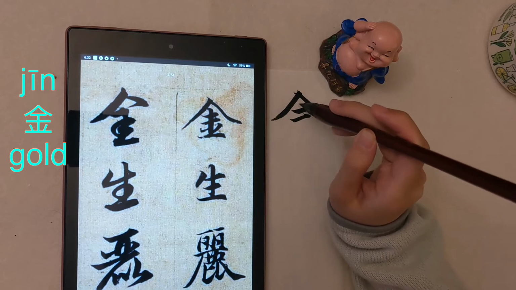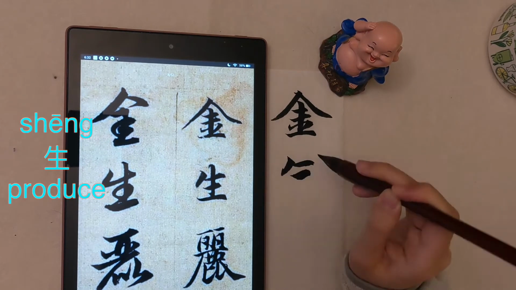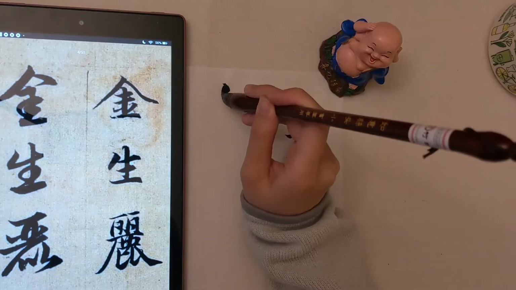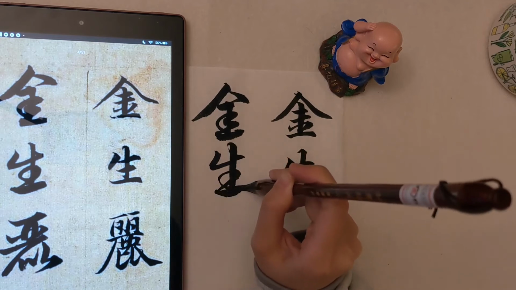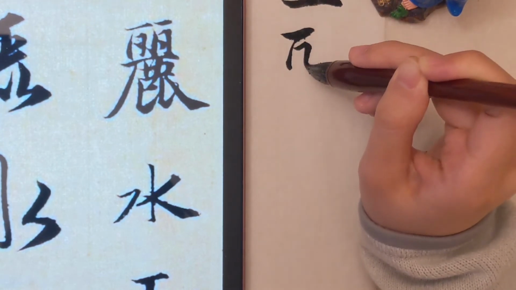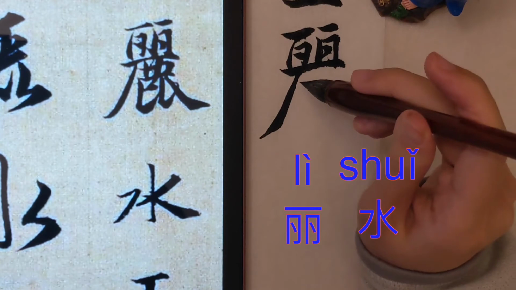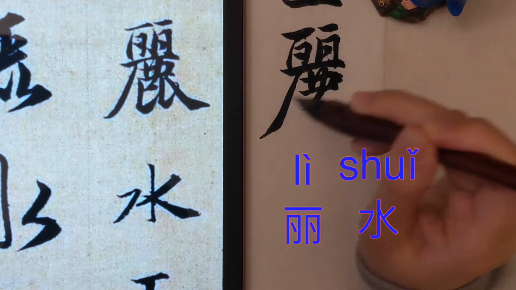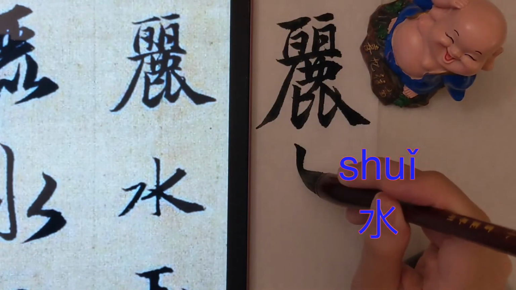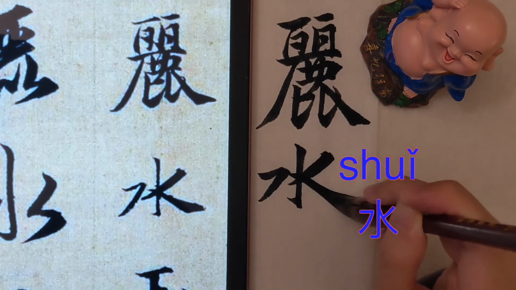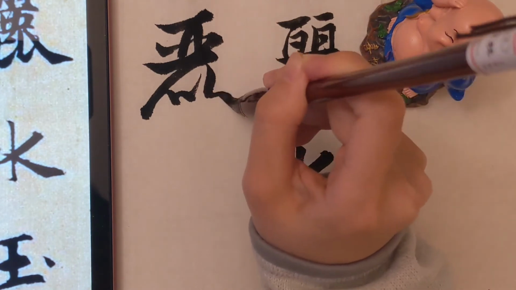金 means gold. 生 means produce. 丽 and the next character 水 together refer to a river, which today people call 丽江, in Yunnan province in China. So altogether, the sentence means the gold is produced in Li River, 丽江.